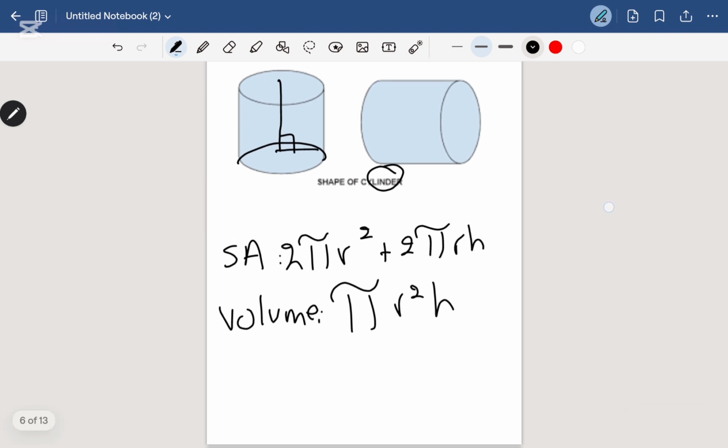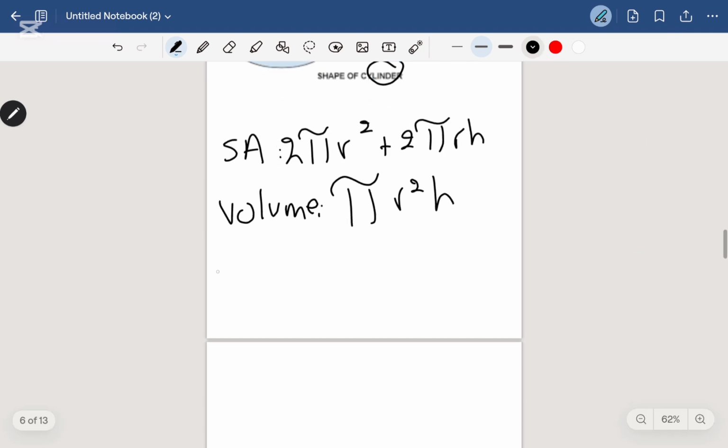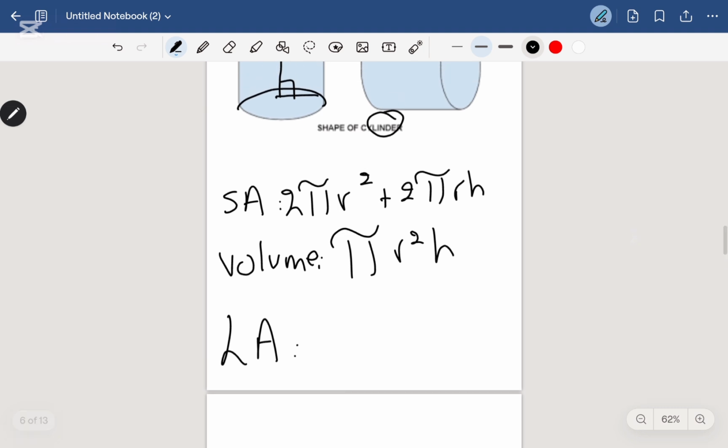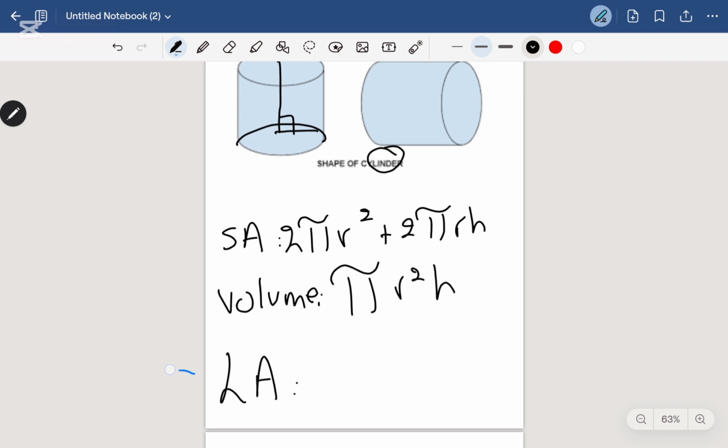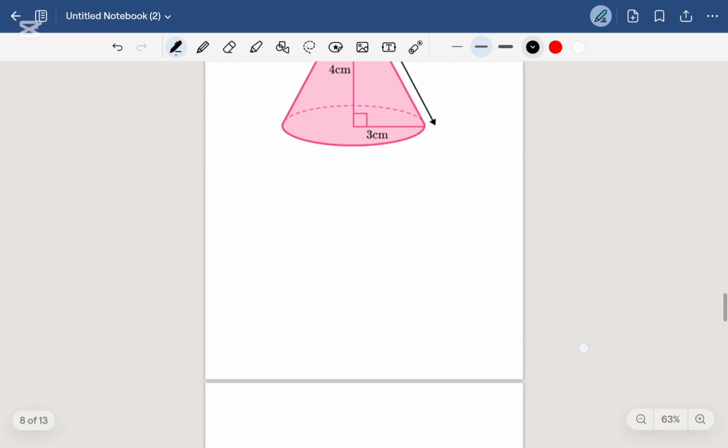Whereas the lateral area, I'm hoping you guys would be able to understand what the lateral area is by now. So the lateral area, as we said before, is the same as the surface area, except you remove the bases. So you exclude 2 pi r squared, leaving 2 pi r h. As you can see, we found the surface area, the volume, and the lateral area. Now we will move on to a cone.